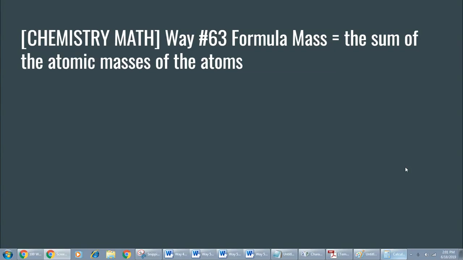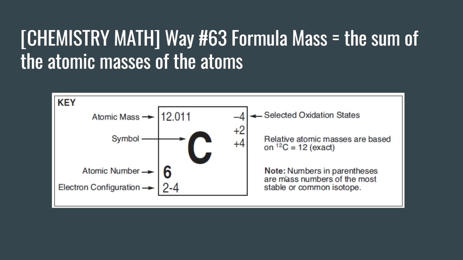Way 63 talks about calculating the gram formula mass of a particular compound. In order to do this, you're going to have to take the sum of the atomic masses of the atoms. Please note that the atomic mass is provided for you on the periodic table at the top left-hand corner for each element. So every atom of carbon will supply a mass of 12.011.